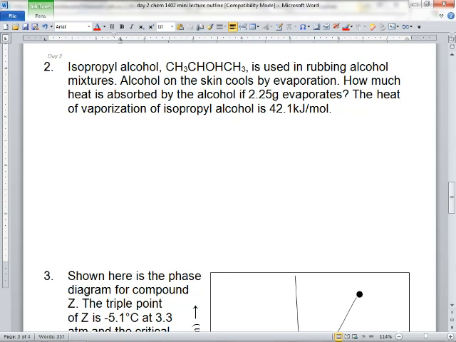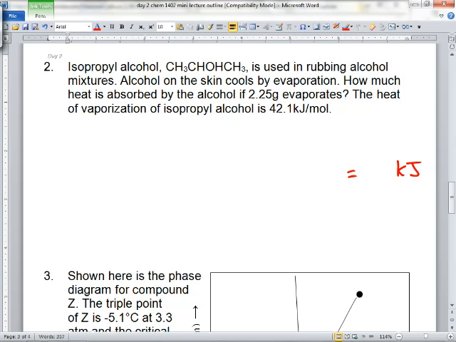Isopropyl alcohol, you've probably used that stuff before to disinfect, right? Your skin gets cold, evaporating. How much heat is absorbed if you dumped on 2.25 grams? Rebecca, where do we start out on something like this? Yeah, it's going to be a converting problem. You want to end up in what units as your final answer? Anybody? Kilojoules.